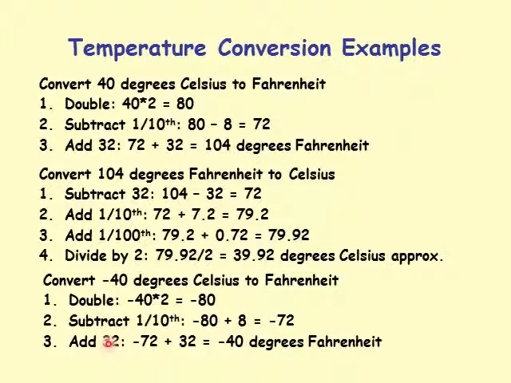So now we add 32. Minus 72 plus 32 is minus 40 degrees Fahrenheit. So minus 40 degrees Celsius is minus 40 degrees Fahrenheit.